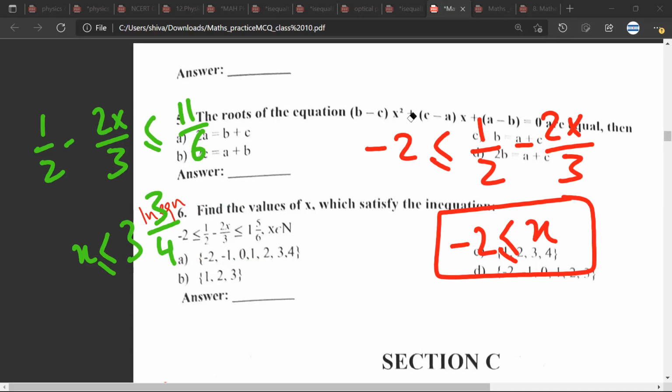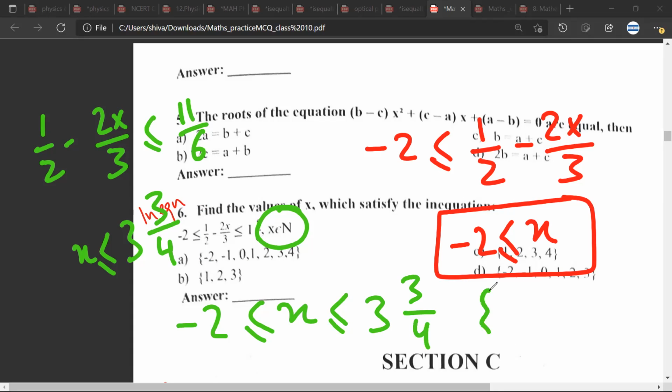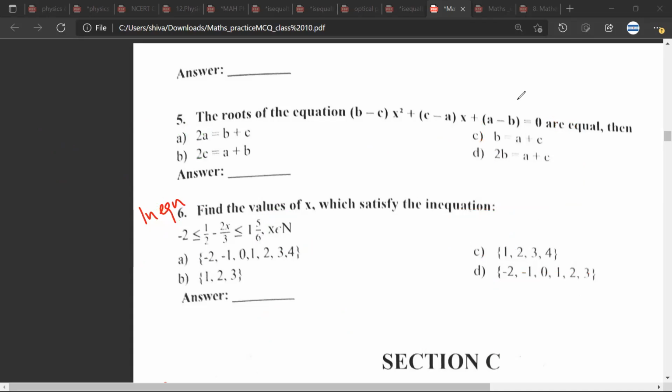So we have to first see what x belongs to. It belongs to natural numbers. So x belonging to natural numbers is anything which is equal to or greater than 1. It does not include 0. So the correct solution set for this would be 1, 2, 3. Correct. So B would be the correct answer. Yes. Great.